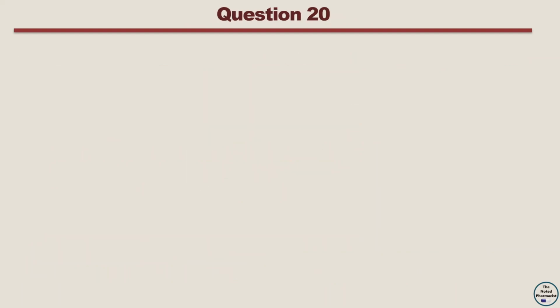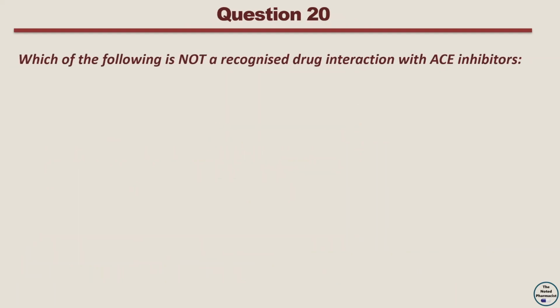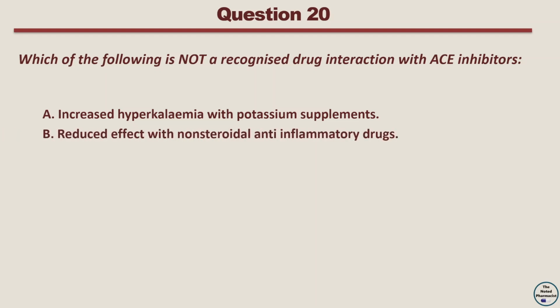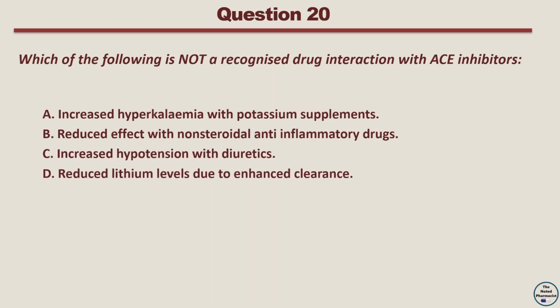Question 20. Which of the following is not a recognized drug interaction with ACE inhibitors? Option A, increased hyperkalemia with potassium supplements. Option B, reduced effect with nonsteroidal anti-inflammatory drugs. Option C, increased hypertension with diuretics. Option D, reduced lithium levels due to enhanced clearance. Option E, increased risk of renal impairment with NSAIDs.